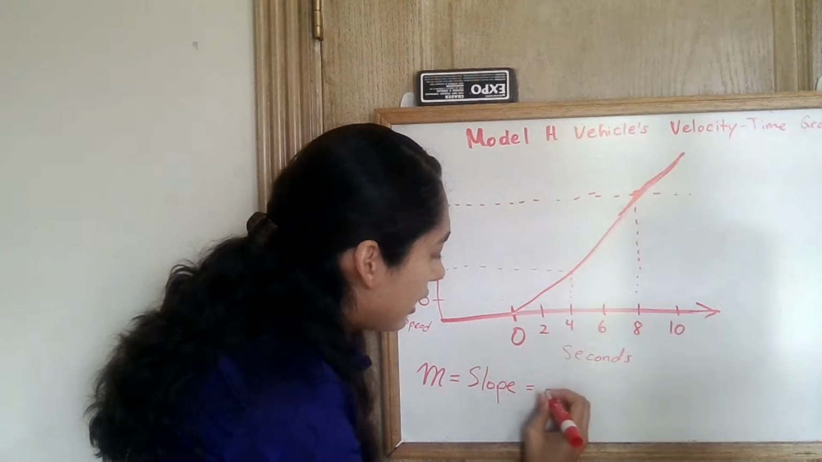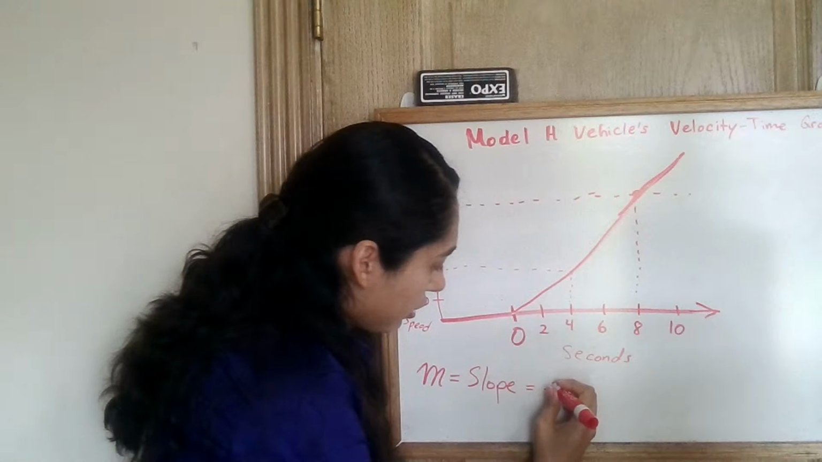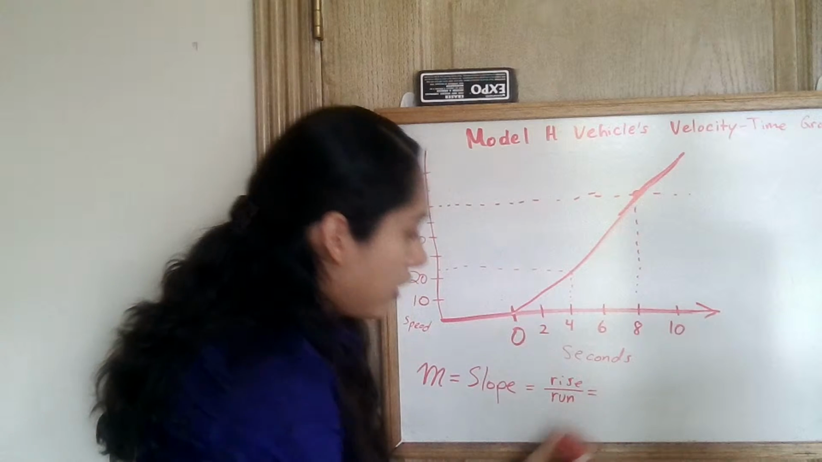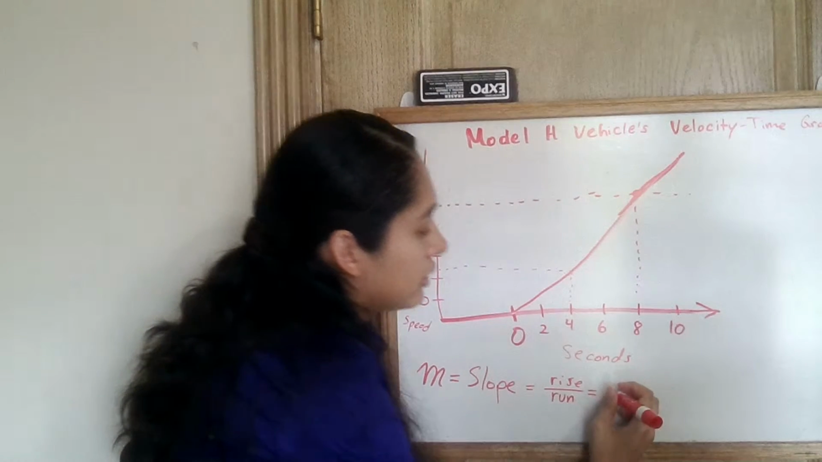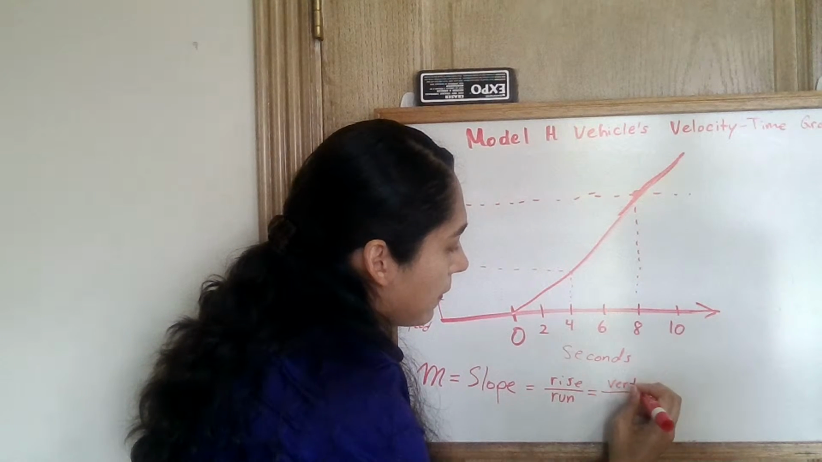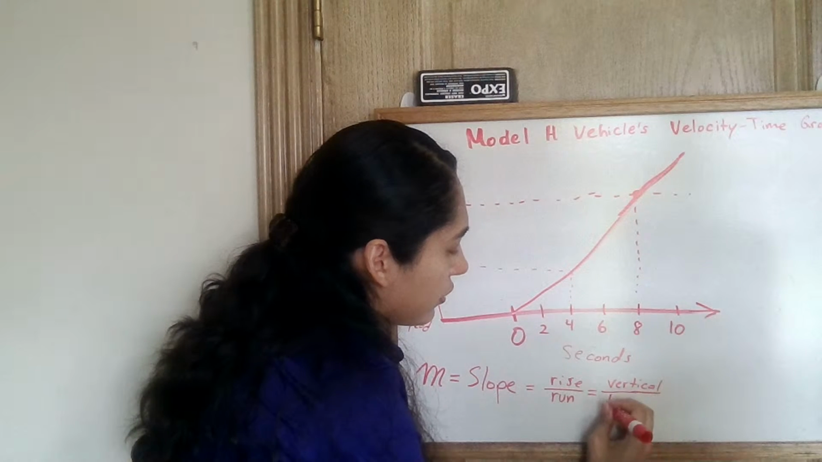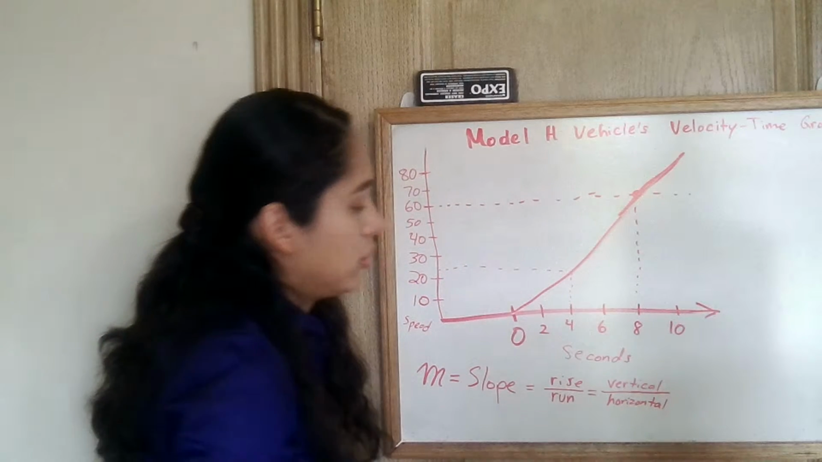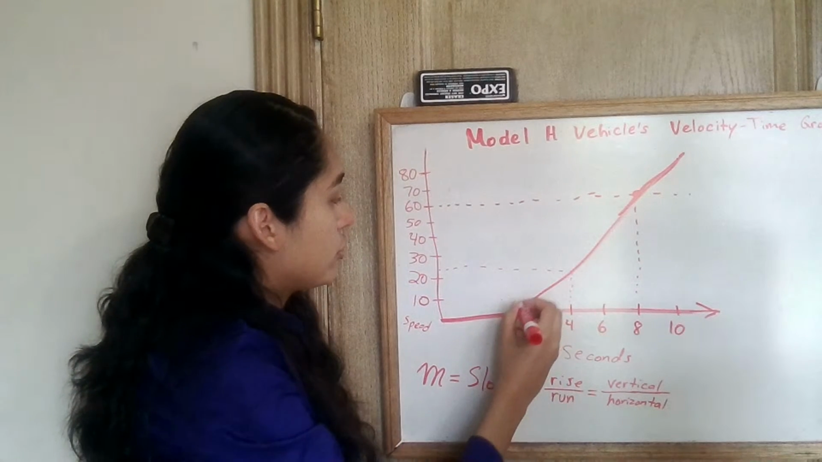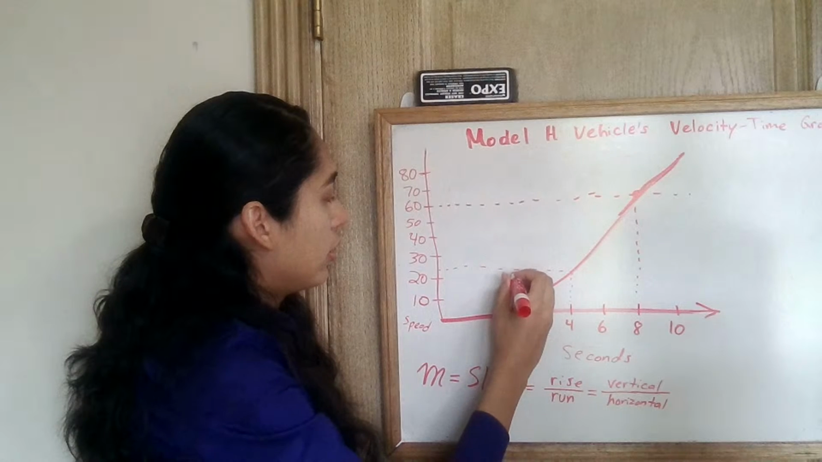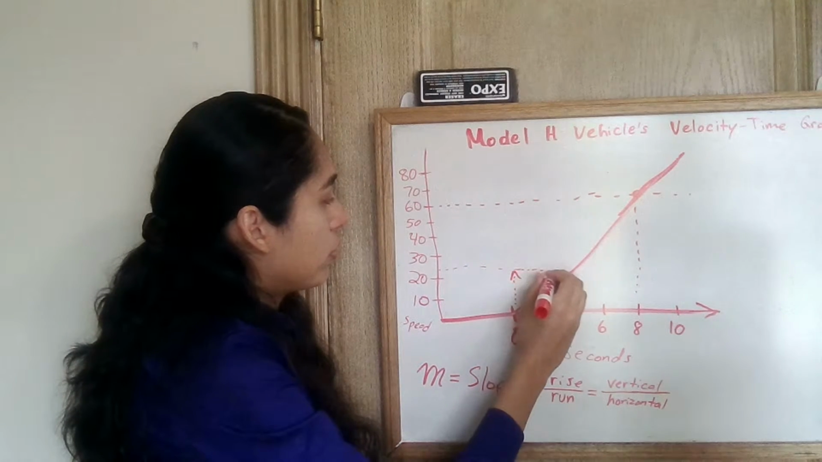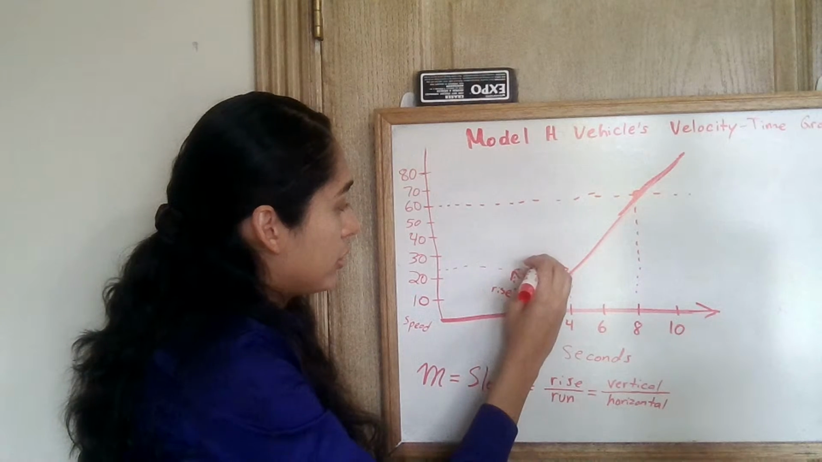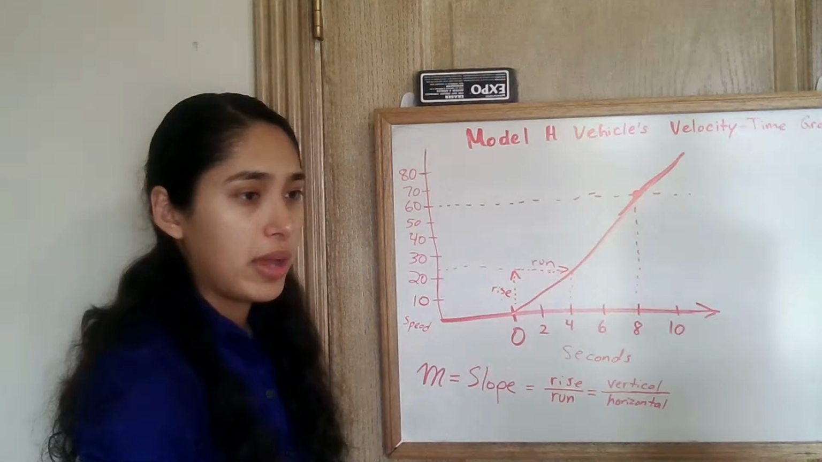That is called the rise over run. So basically the rise is the vertical over the horizontal. The rise is how much you go up. Like you go up this way, and then you go this much that way. So this is your rise, and this is your run from that point.